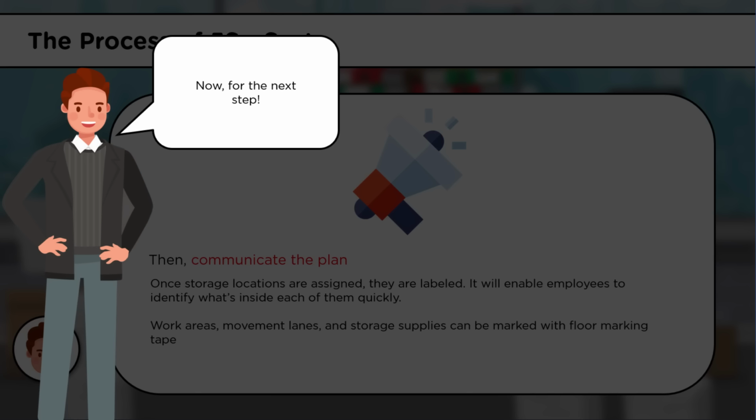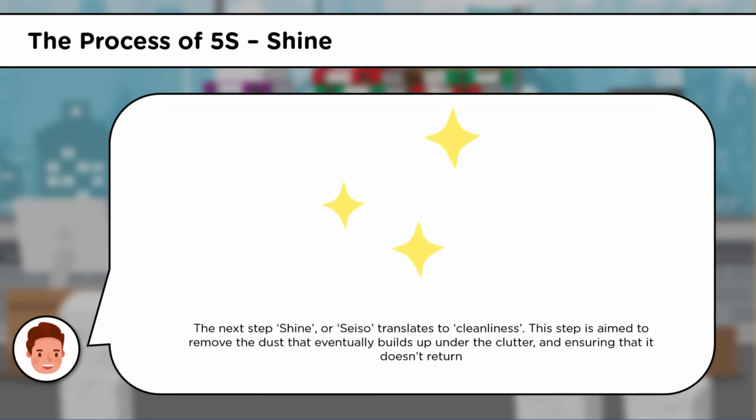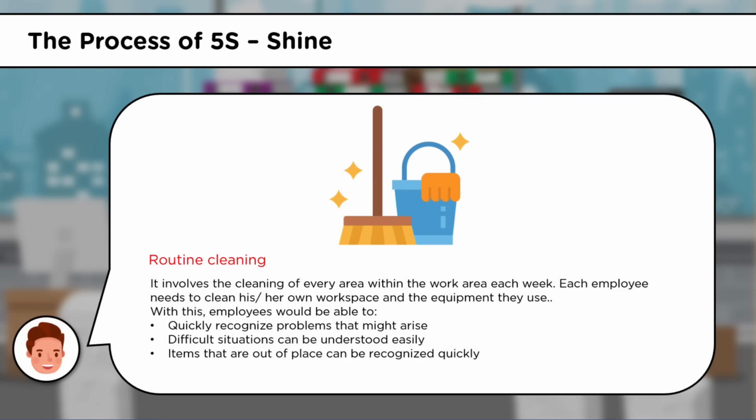Now, let's have a look at the next step. Shine, or Seiso, translates to cleanliness. Here, the aim is to remove the dust that accumulates under the clutter, while ensuring it doesn't return. Here, you need to perform routine cleaning. Every week, every area within the work area needs to be cleaned. Employees need to be responsible for the cleanliness of their workspace and the equipment they use. With this, they'll be able to quickly recognize problems that might arise. Difficult situations can be understood easily, and items that are out of place can be recognized quickly.